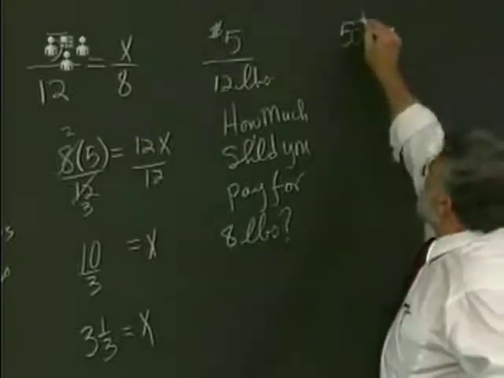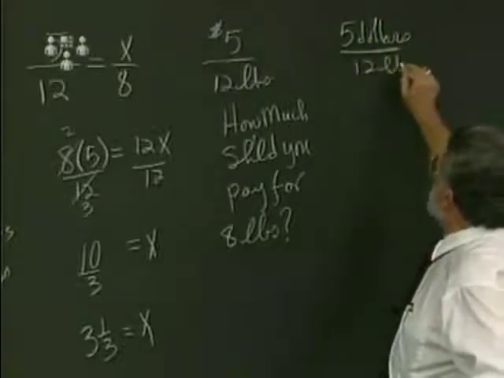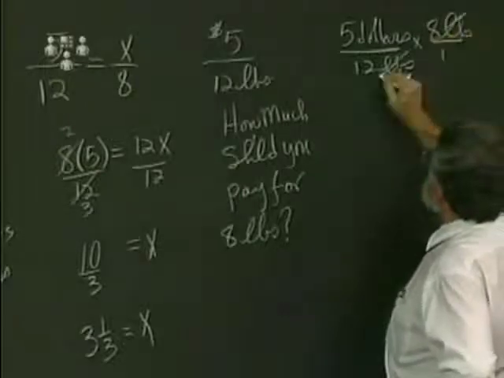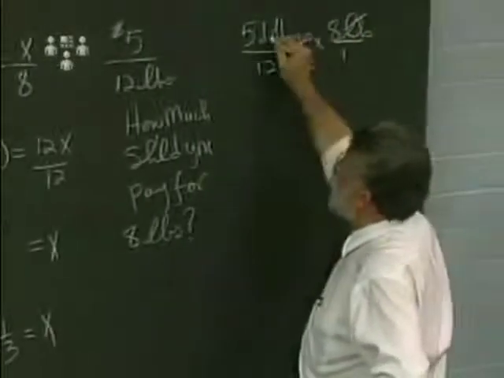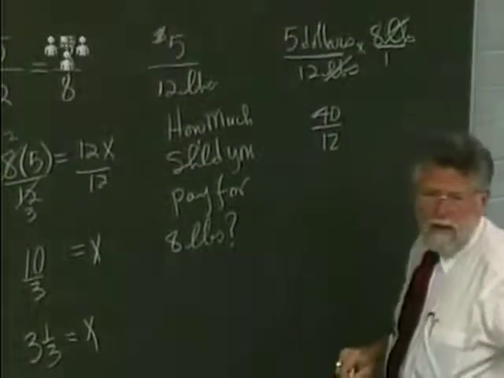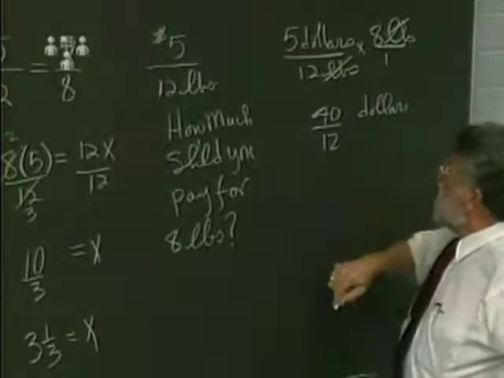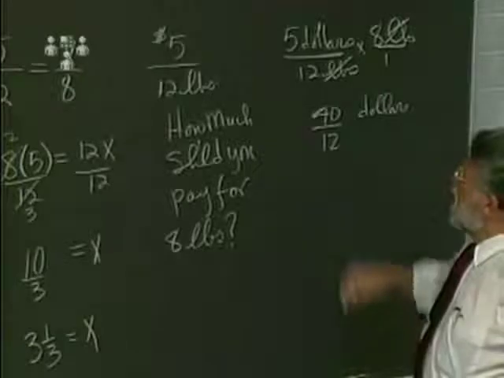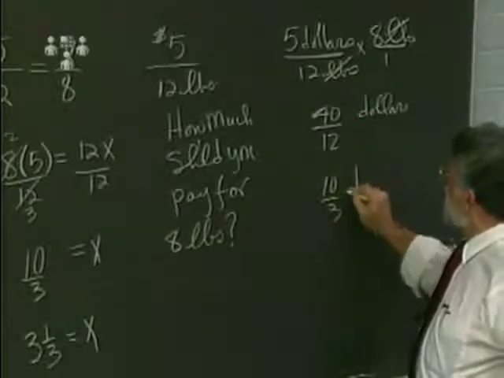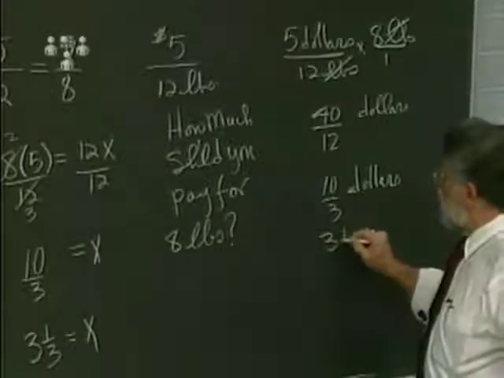You said I can take my $5 over the 12 pounds and multiply by what? The 8 pounds. I can cancel the pounds, and I have 40 over 12. That's what's left, correct? And that was in dollars. And then, of course, we said, well, gee, I can go ahead and I can reduce that because 4 goes into here 10, 4 goes into there 3, and I get exactly the same answer, which is 3 1/3 dollars.